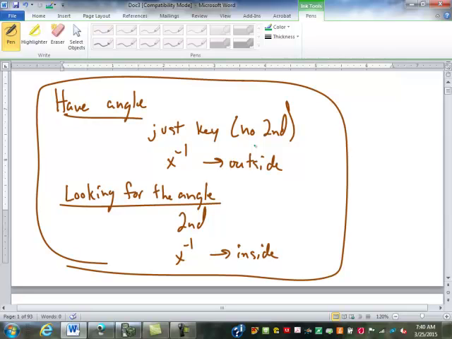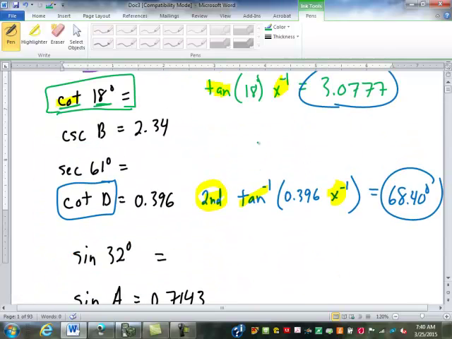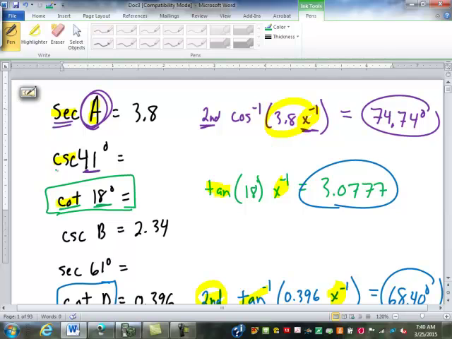Sorry. No problem. So now, let's go back up here. For this one, cosecant of 41 degrees. Second or no second? We have the angle, which means no second. What function are we going to use?